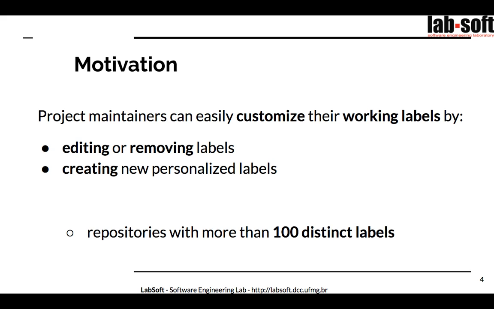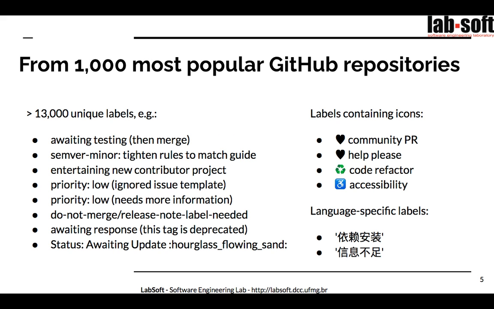And we found repositories with more than 100 distinct labels. As a preliminary analysis, from the 1,000 most popular GitHub repositories, we found more than 13,000 unique labels. As can be seen below, they are very different from the default ones. We also found labels containing icons and language-specific labels.